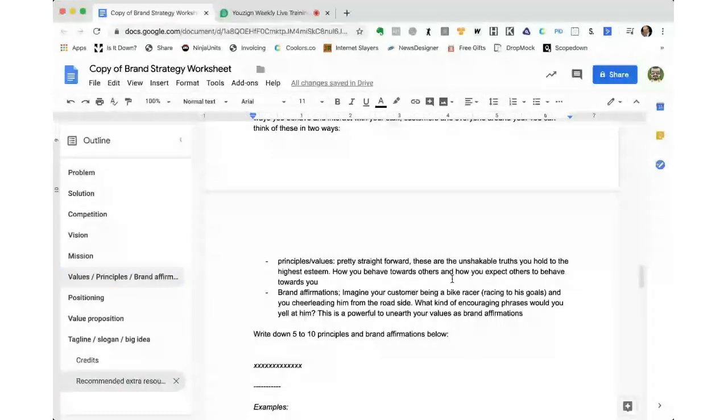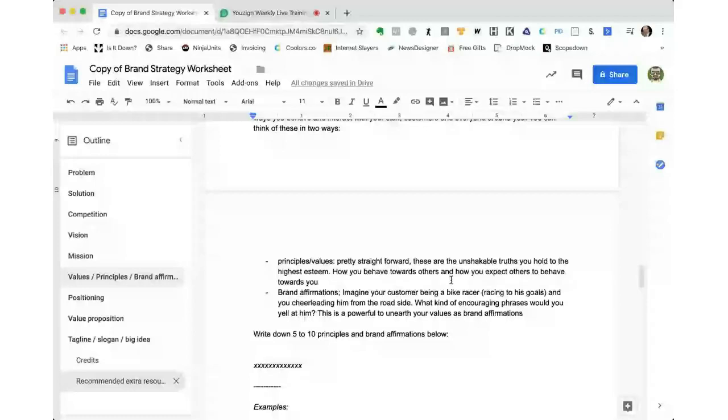Second one is brand affirmations. Imagine your customer being a bike racer. I really like this illustration. Imagine your customer being a bike racer, racing to his goals, and you're cheering him from the roadside. What kind of encouraging phrases would you yell at him? This is powerful to unearth your values as brand affirmations.